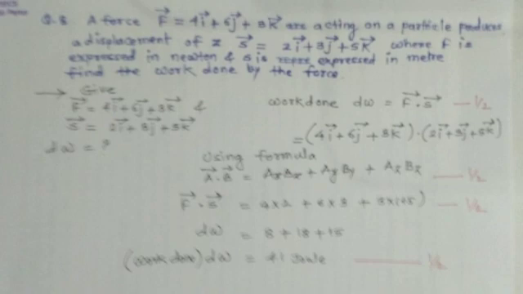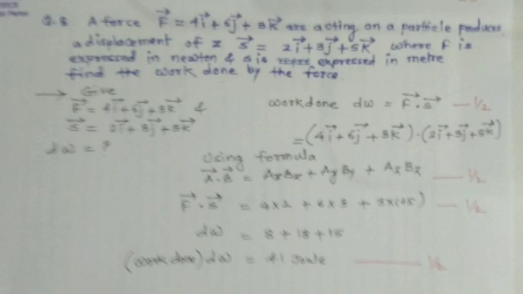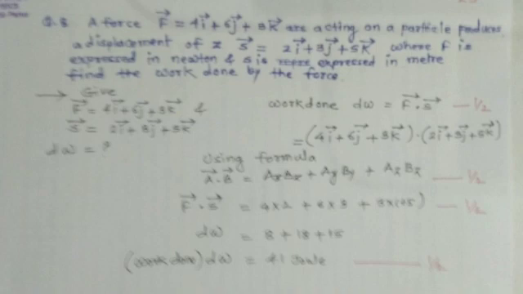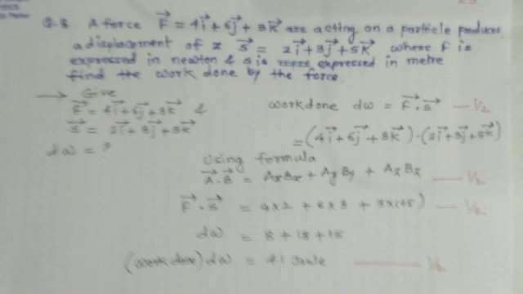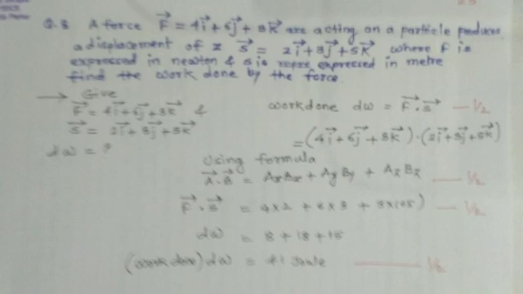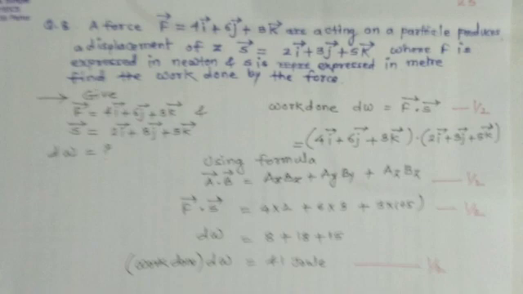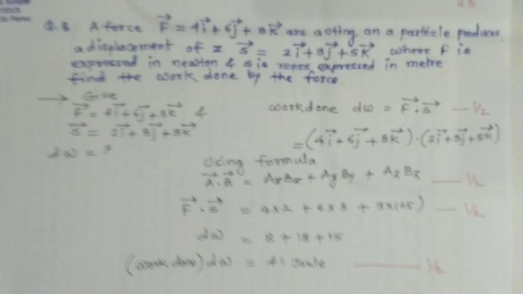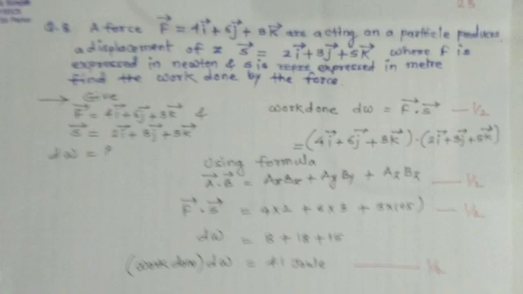We know the formula for work done, W equals force vector F dot vector S. So (4i plus 6j plus 3k) dot (2i plus 3j plus 5k). Using the formula vector A dot vector B equals AxBx plus AyBy plus AzBz, vector F dot vector S is 4 multiplied by 2 plus 6 multiplied by 3 plus 3 multiplied by 5, which is 8 plus 18 plus 15. So work done is 41 joule.